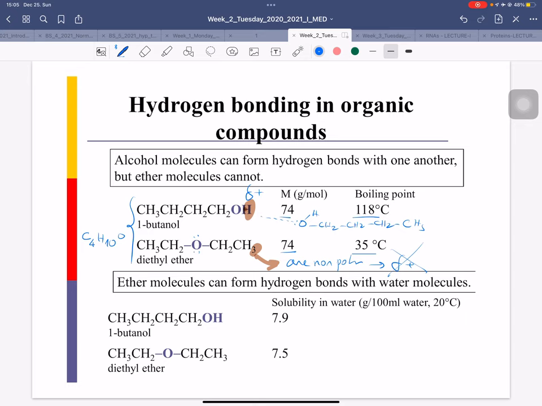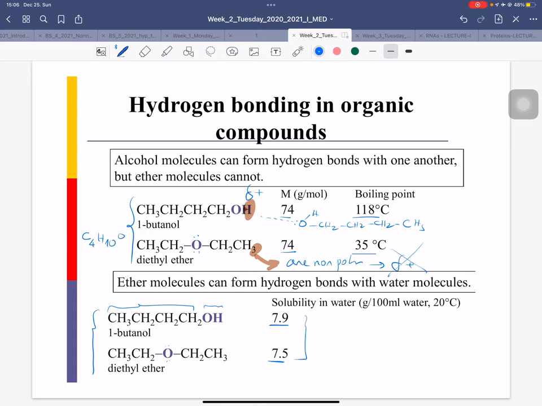Also, hydrogen bond in organic compounds also affects the solubility, but molecular size and also the polar and non-polar parts are very important. For example, here is 1-butanol, solubility of 7.9. As you see here, it is a non-polar part, okay, it is a polar part. And the solubility is 7.9, but for diethyl ether, again, because it can't produce hydrogen bond, or only a very, very weak hydrogen bond.